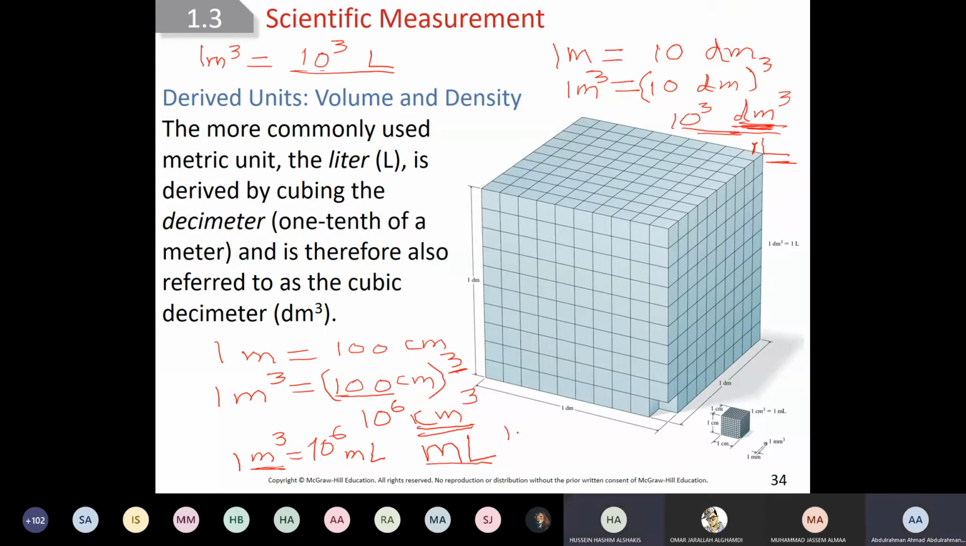Yes. 1 meter is equal to 10 to the power 2 centimeter. 1 meter cube is equal to what? 10 to the power 2 centimeter cube, so 10 to the power 2 cubed is 10 to the power 6 centimeter cube. Clear? And instead of centimeter cube, I can put milliliter. That's the relation between meter and centimeter. Is this clear? Yeah, clear.